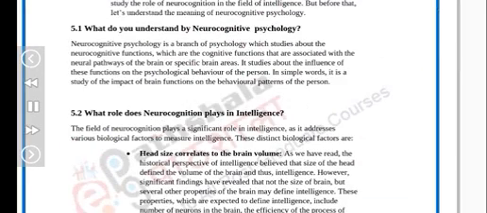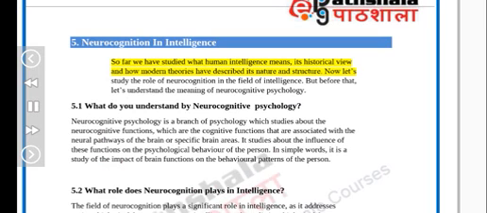5. Neurocognition in intelligence. So far we have studied what human intelligence means, its historical view and how modern theories have described its nature and structure. Now let's study the role of neurocognition in the field of intelligence. But before that, let's understand the meaning of neurocognitive psychology.